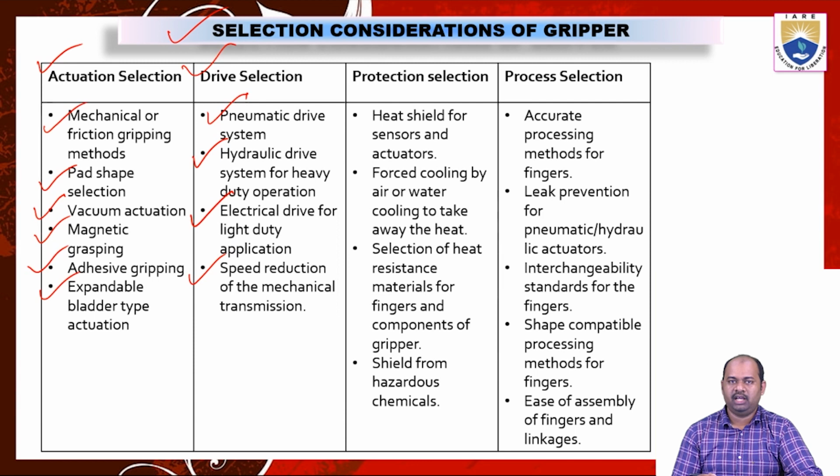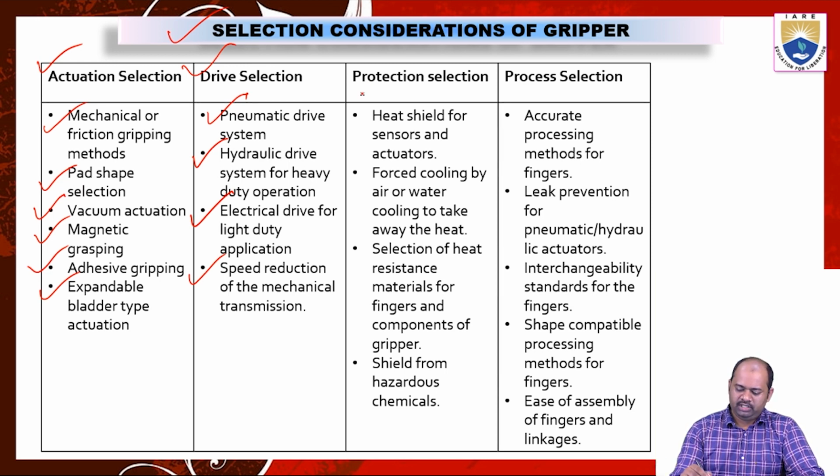Speed reduction of the mechanical transmission also should be carefully considered, because if I use a motor which is running at 100 rpm, I cannot use the actual speed of the motor to lift an object by using a pulley. If I use that actual speed of the motor, the object will be instantly moved up and it may cause some damage to the robot or damage to the object itself. So that is why the speed reduction has to be done while we are using motors. I cannot use the actual speed of the motor. I have to reduce the speed by using some gear mechanism.